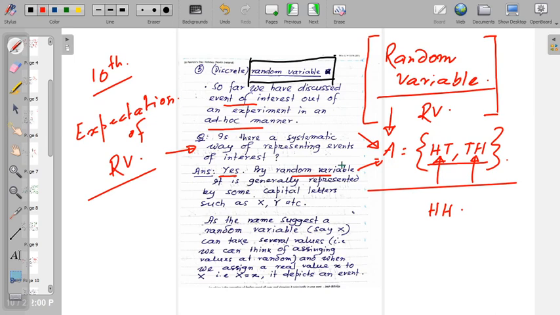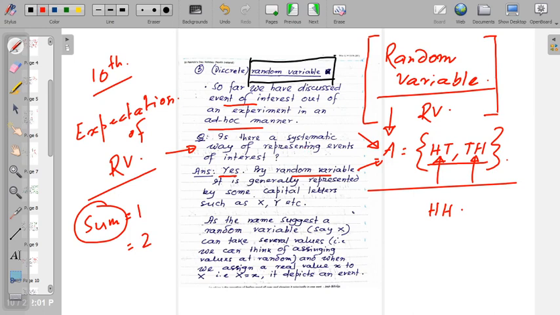Whenever we are discussing any programming language, at that time what we do is define some variables, and that variable might have value 1, or 2, or 3.2, something like this. So that's why this is a variable. It can take many different values.